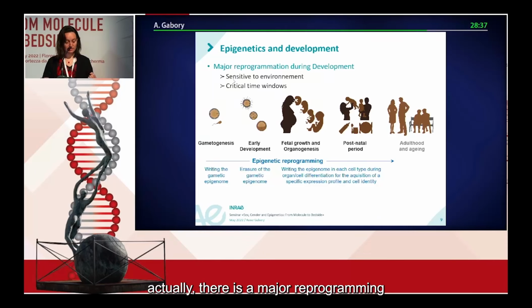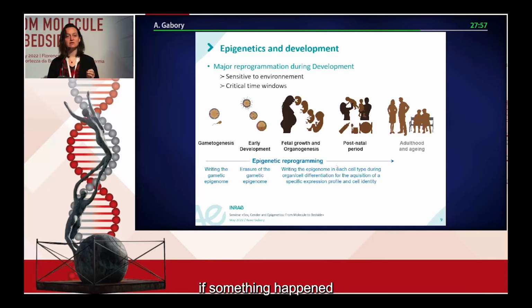Because actually there is a major reprogramming of the epigenome during development, with different time windows: gametogenesis with the writing of the gametic epigenome, early development with the erasure of this gametic epigenome, and during fetal growth and organogenesis, and the postnatal period where there is the maturation of two of the major systems, which are the brain and nervous system and the gut, the digestive system. During these two time windows, there is the writing of the epigenome in each cell type during cell differentiation for the acquisition of the specific expression profile.